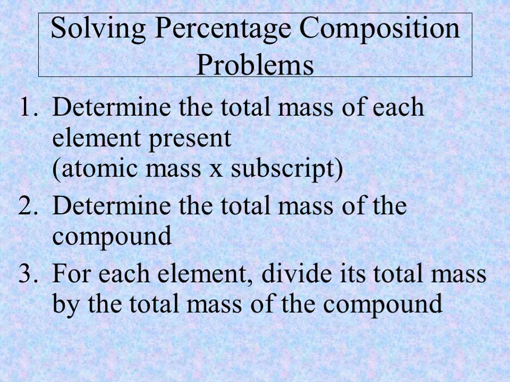And then for each element, you divide its total mass by the mass of the entire formula. And that will give you the percent of that element for that given compound. Since it's a percentage, what we're going to get when we divide those two will be a decimal value. To put it into a percentage, simply multiply by 100 or move the decimal point 2 places to the right.